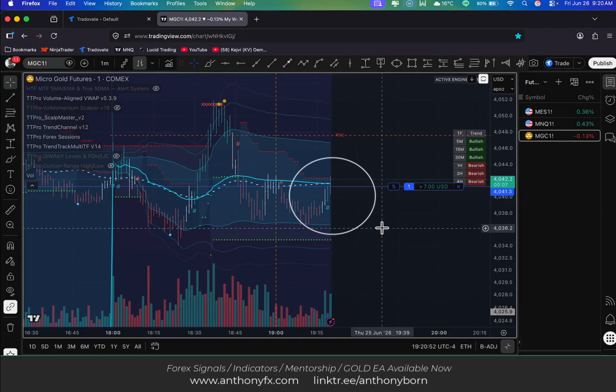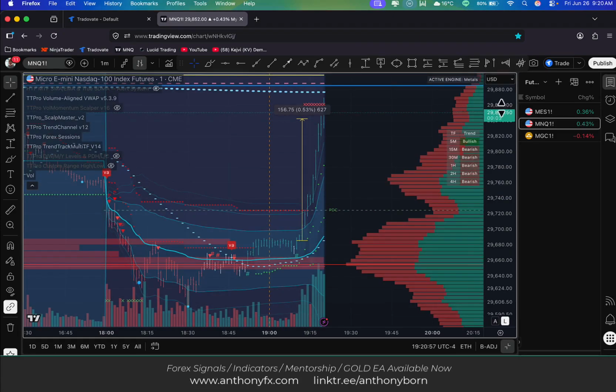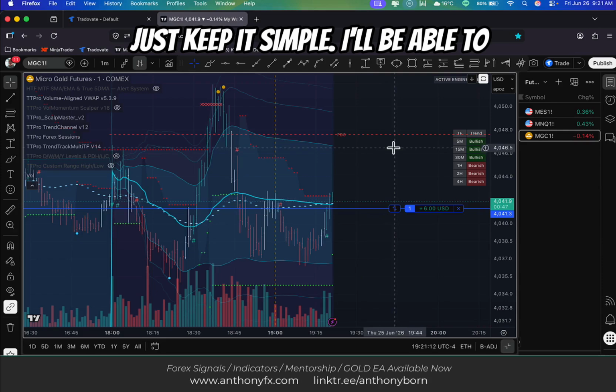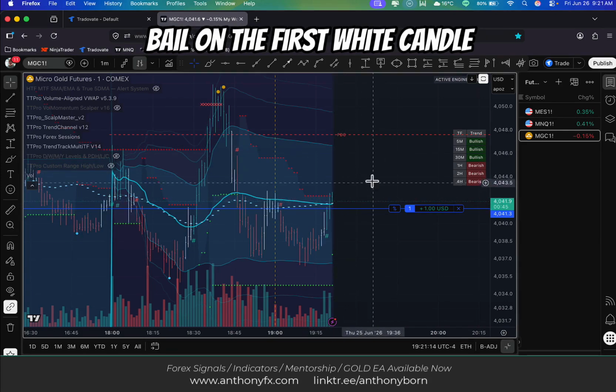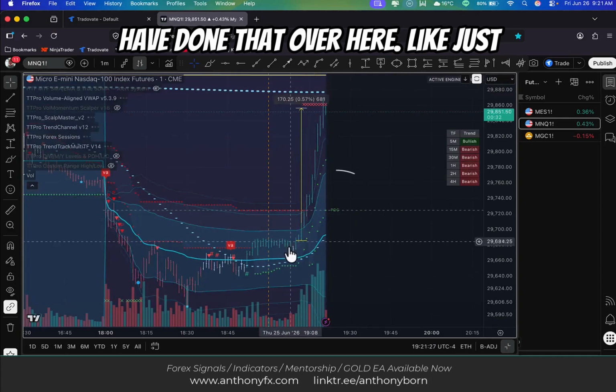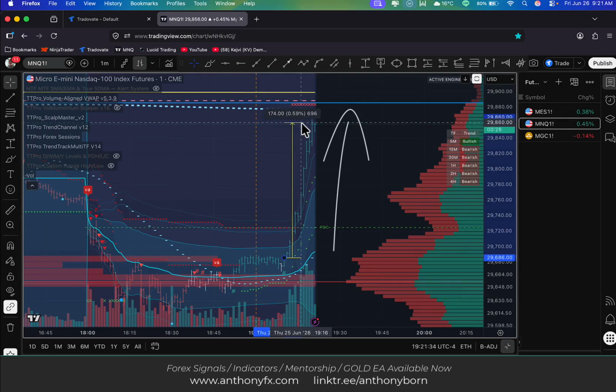Here we go. Bit of movement. What's MNQ doing? Oh, I absolutely missed the boat on that one. That's okay. Just keep it simple. All right, I'll be looking to bail on the first white candle. That would have been ideal to have done over here, just on the 1 minute chart. Just stay with it while it's green. Yeah, I really missed the boat on that.